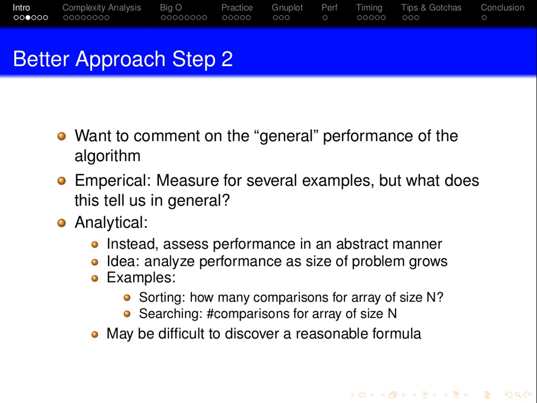What's a little better is to comment on the general performance. We could do this empirically, but instead we're going to do this analytically, which means we're going to assess everything in an abstract manner. We're not going to actually code it. We're going to evaluate what the algorithm does and then figure out how long it takes to do each step. Sorting: how many comparisons are needed for an array of size n? Searching: how many comparisons do we need for an array of size n? That's the question we're asking, because if we can minimize the number of comparisons, then chances are we know which algorithm is faster or slower. Sometimes it can be difficult to do this.